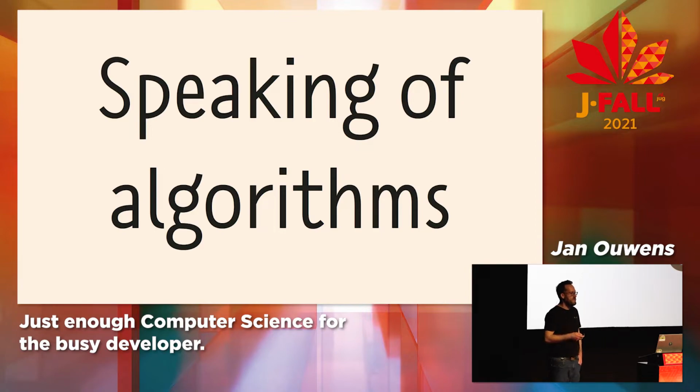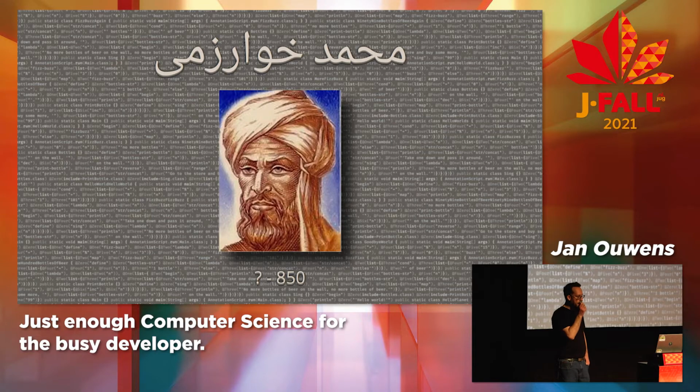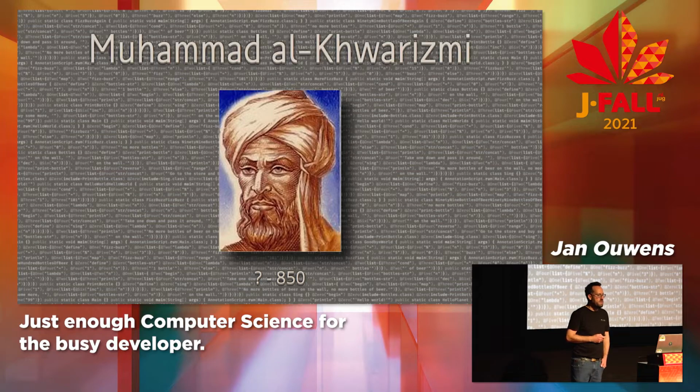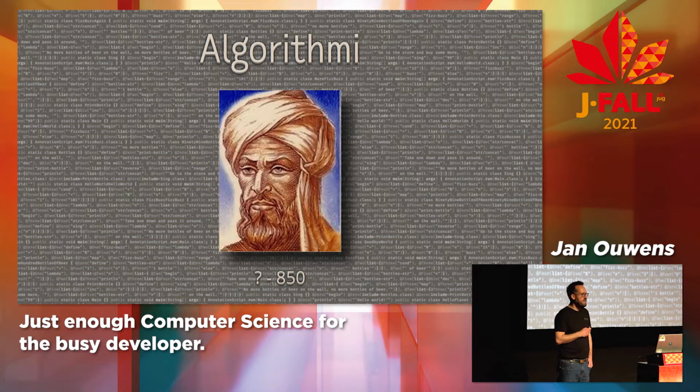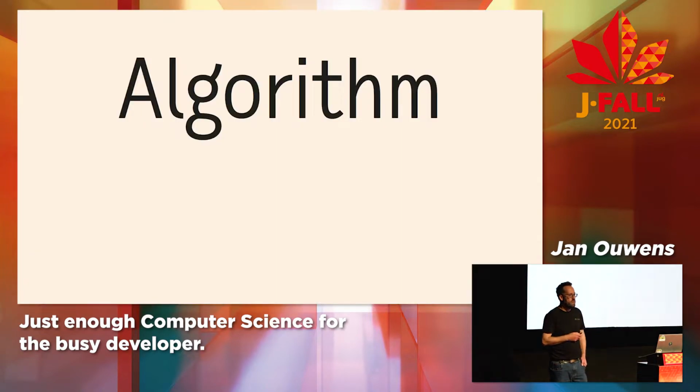So first, let's speak about algorithms a little bit. This is also a very famous guy. I don't know if you can read the name. Maybe this is a little easier. Muhammad al-Khwarizmi. And in Latin, his name would be Algorithmi. And that's where the word algorithm came from. Also, there's a crater on the moon named after him and other cool things.